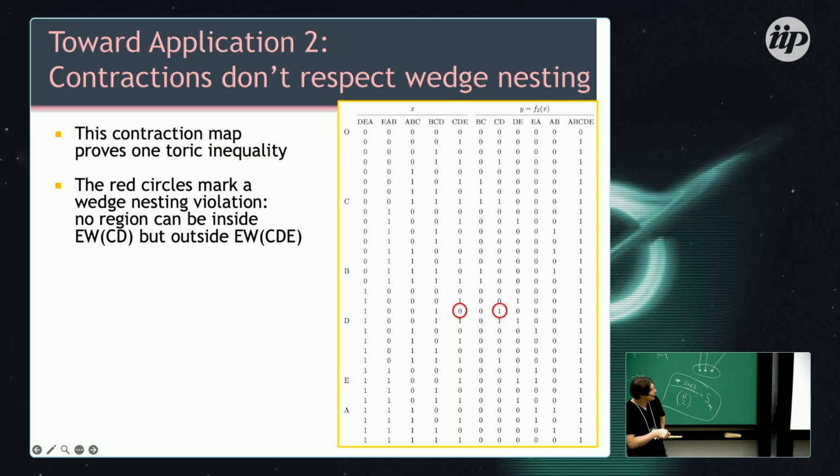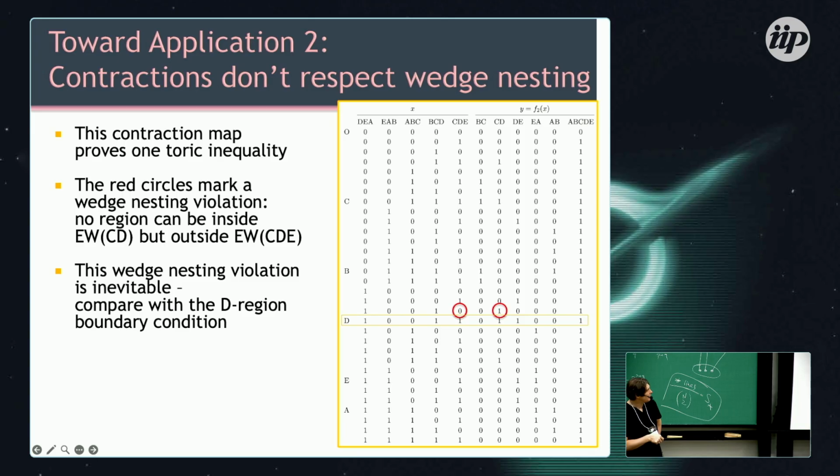But how do I know that this is really an inalienable feature of all contraction maps? Well, you can see it here by comparing with the boundary condition. Remember, we always have to map indicators to indicators. So this row of the contraction map is something that I'm not allowed to meddle with. That's given by the structure of the inequality itself. That just always has to be there.